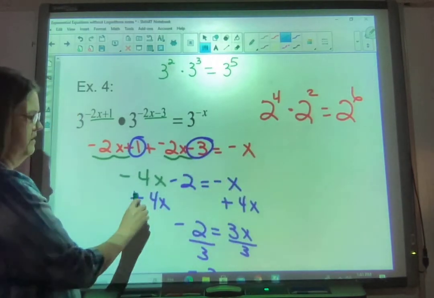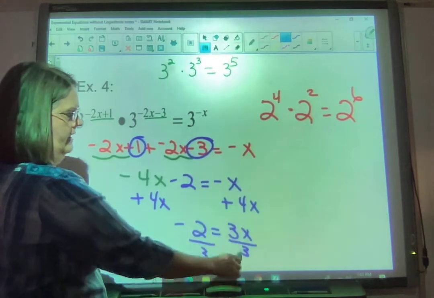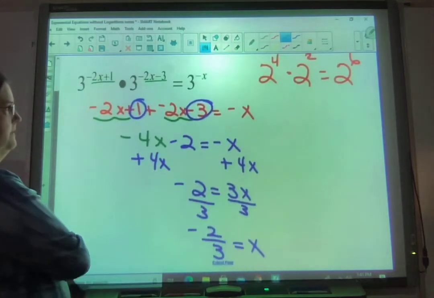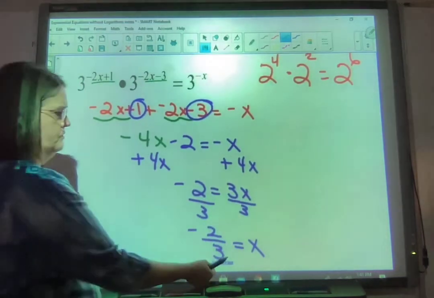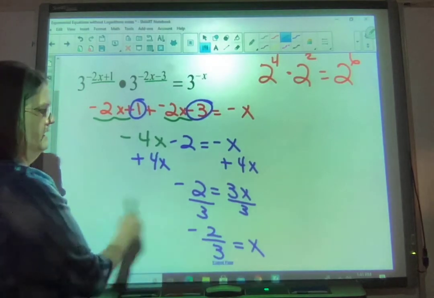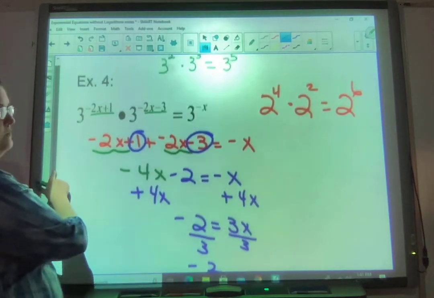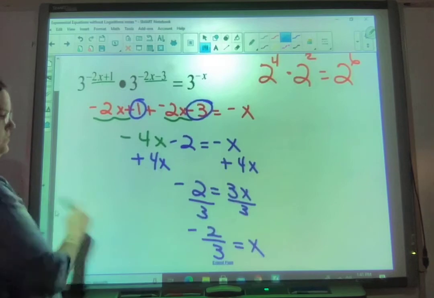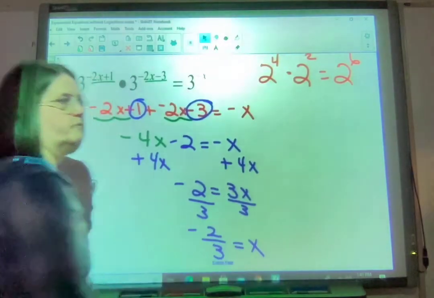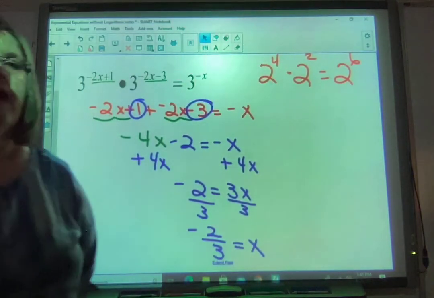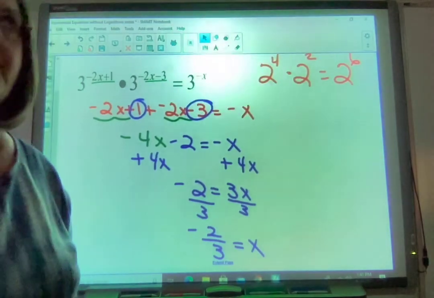And then I solve. I move the 4x over here. I end up with 3x equals negative 2. Then I divide by 3, and so I have x is equal to negative 2/3. But remember, you're writing them as the same base and then setting them equal to each other.